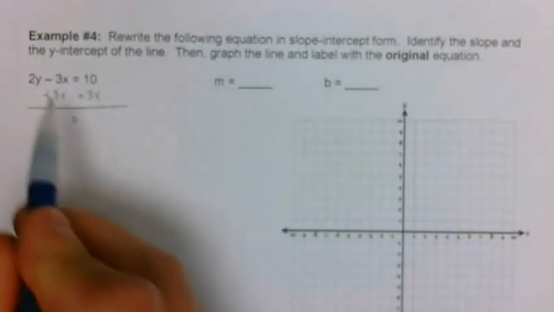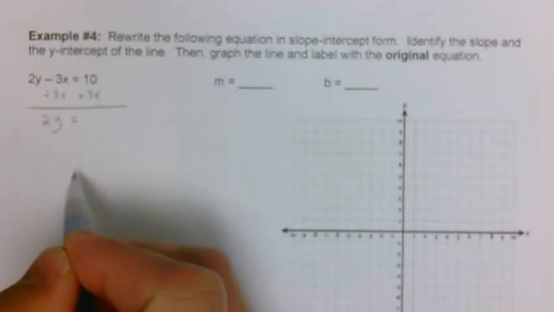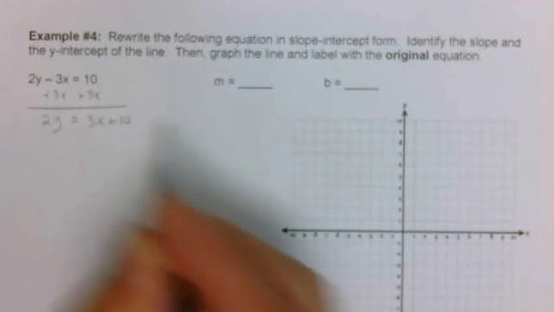Equal sign comes straight down. Negative 3x plus 3x is 0, leaving us with 2y on the left. And on the right, we have 10 plus 3x, which is 3x plus 10.